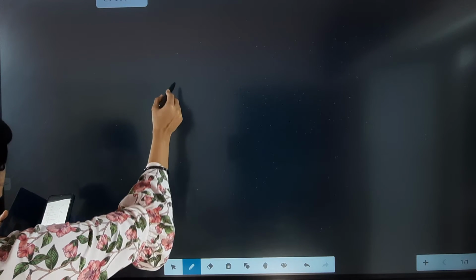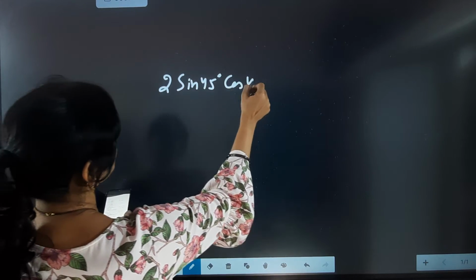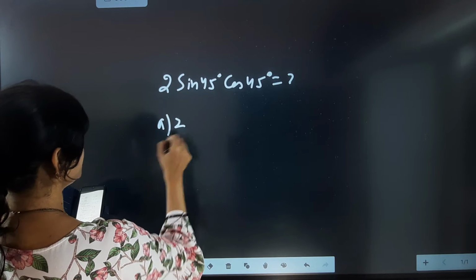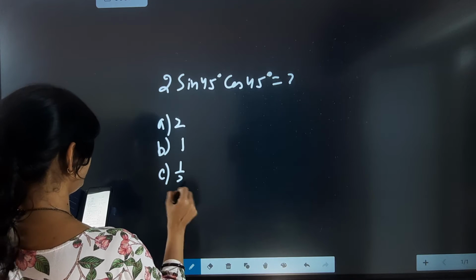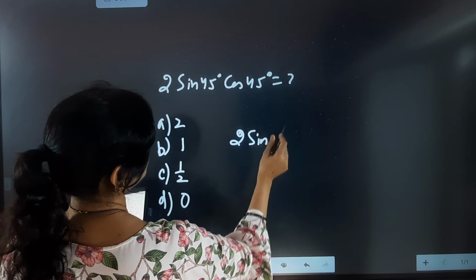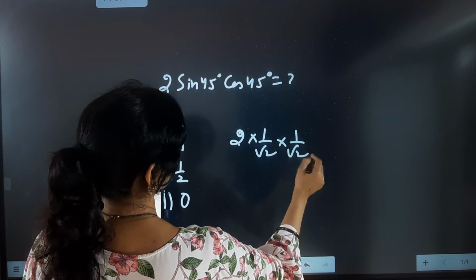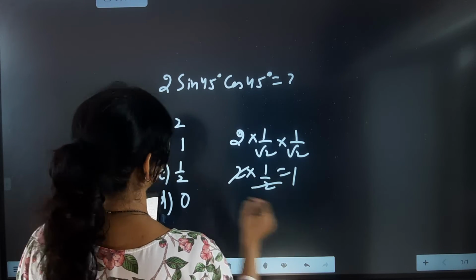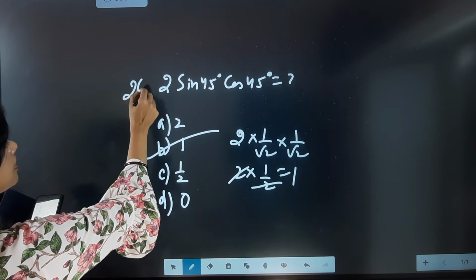Now next question, they are telling that 2 sin 45 degree into cos 45 degree will be equal to what? Your options are A 2, B 1, C 1 by 2, D 0. So we know that sin 45 is 1 by root 2 and cos 45 is 1 by root 2. So 1 by root 2 into root 2 will become 2, the terms will cancel and it will become 1. So exactly, question number 26 answer is coming as 1.